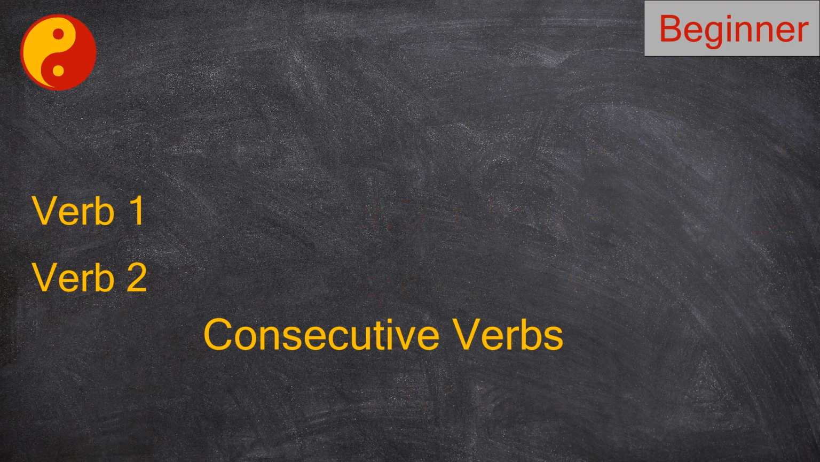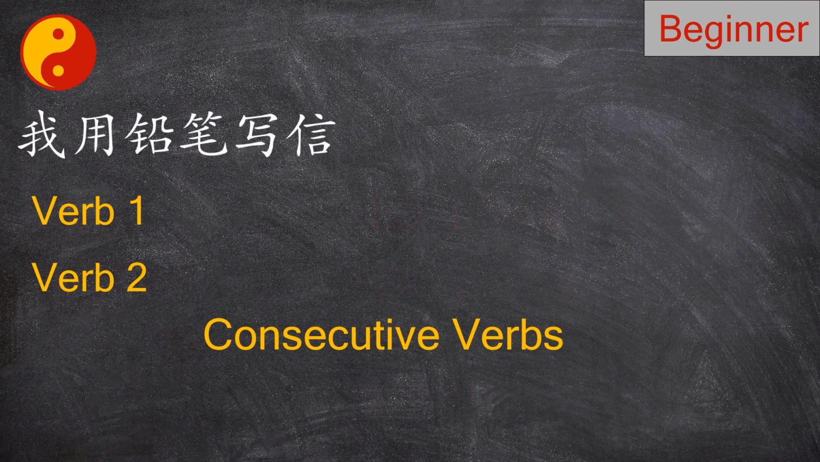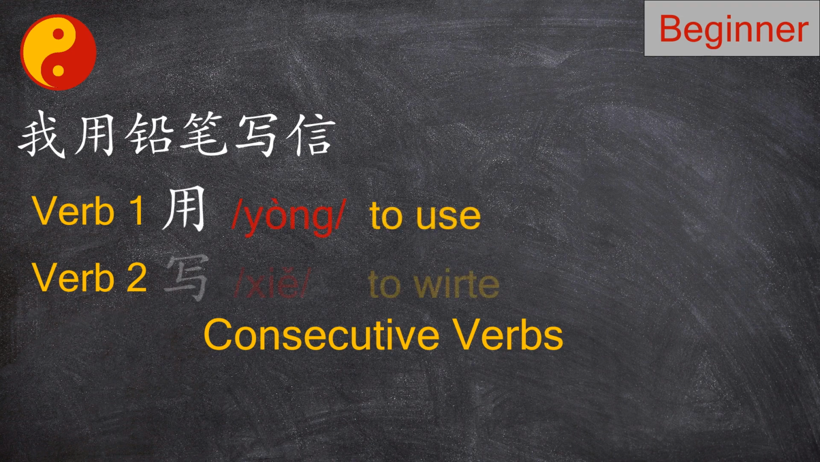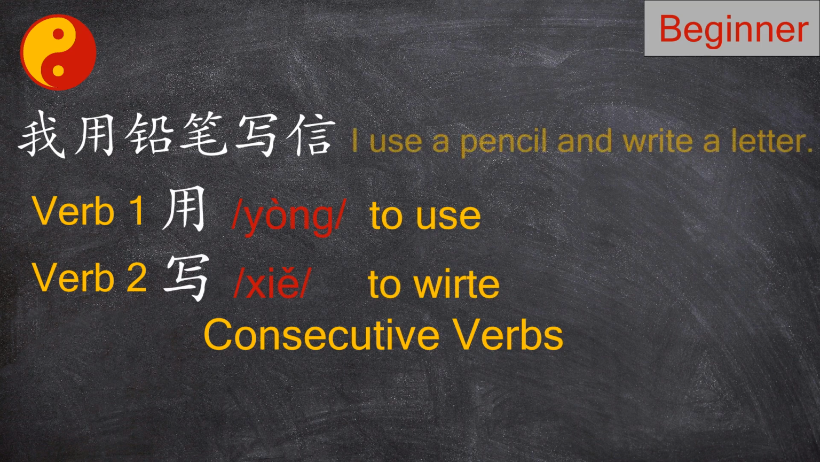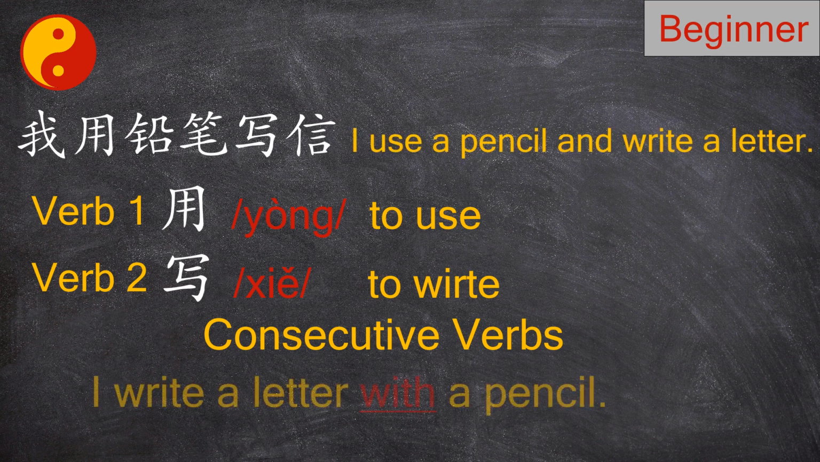Another example. 我用铅笔写信. In this example, the first verb is 用, to use. And the second verb is 写, to write. Literally, this means I use a pencil and write a letter. That is, I write a letter with a pencil. The first verb 用, to use, expresses the manner. By using a pencil, I write a letter.